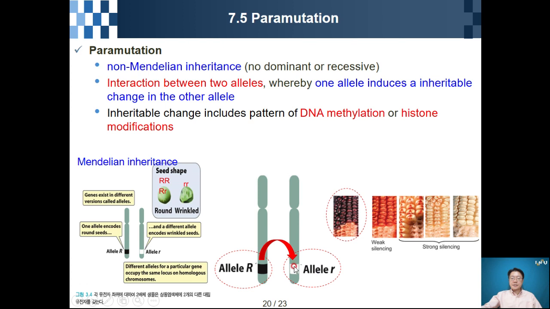For example, here they show it induces weak methylation. So in this case, they show a weakly purple color. Or when one allele induces inheritable changes in the small r allele, for example, high methylation induces high methylation in the small r allele, in this case the seed color will be white, like this. So this is paramutation.